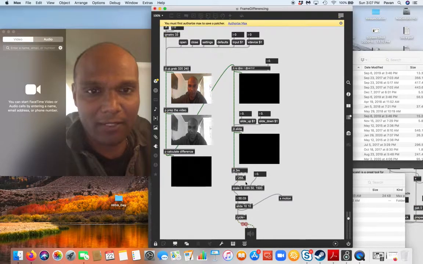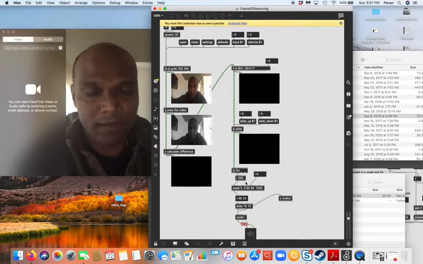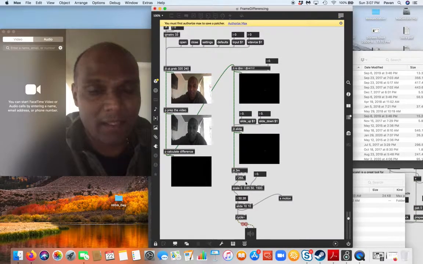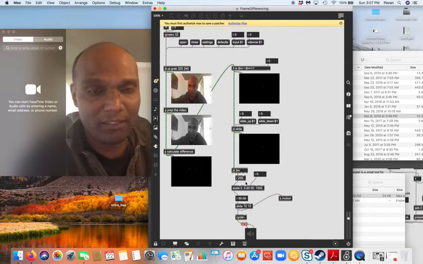Okay, there. Saw that? Every time the light turns on and off, a big chunk of my face gets active as if it's moving, but it's not really moving. That's a big limitation of this class of methods.